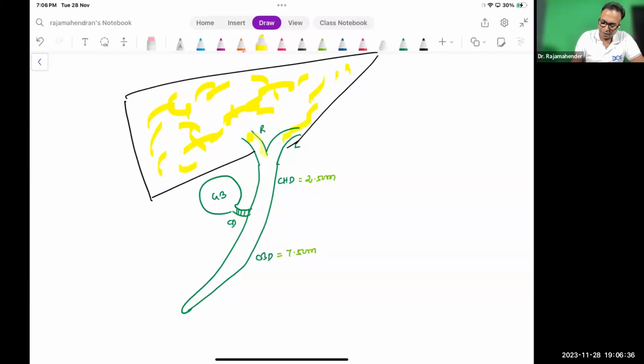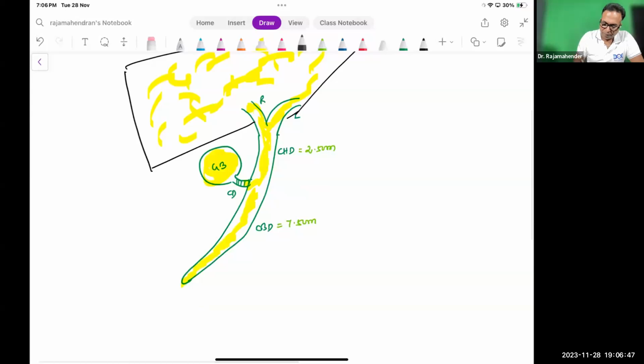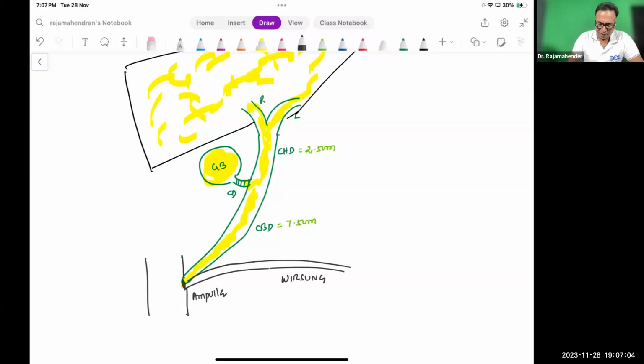Please remember, bile coming into the bile duct gets concentrated up to 50 times in the gallbladder. Then it goes into the bile duct and joins along with the major pancreatic duct of Wirsung. It joins with the duct of Wirsung and opens into the duodenum, the second part of the duodenum, at the level of the ampulla of Vater.